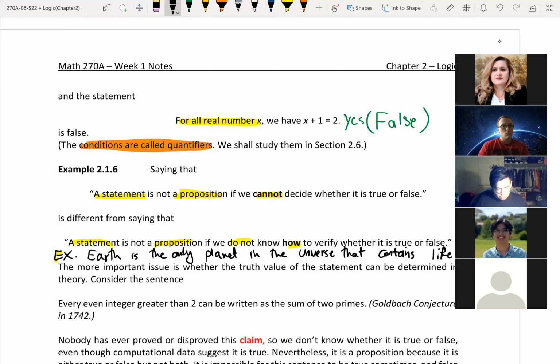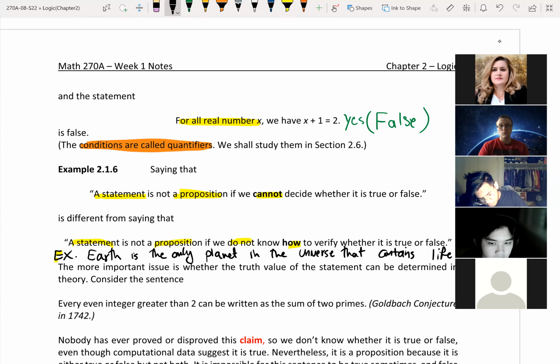So let's read the statement one more time. A statement is not a proposition if we do not know how to verify true or false. We don't know how to prove it's true or false, but someday, somehow, we will know, right? It can't be both at the same time, right? So now, can you fix your answer out of these two statements that I wrote first in this lecture note? Which one is true, which one is false?